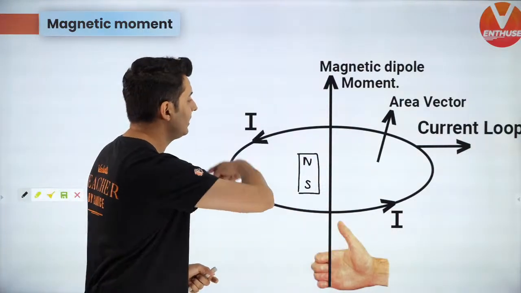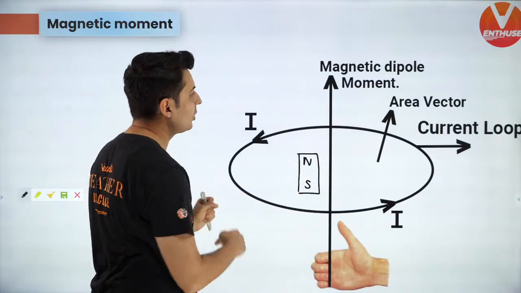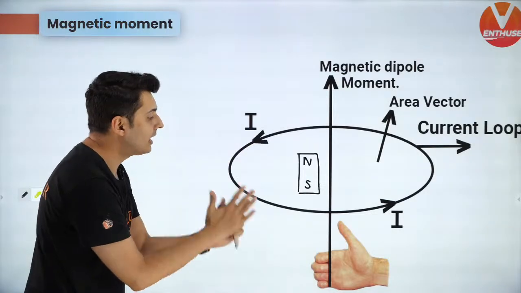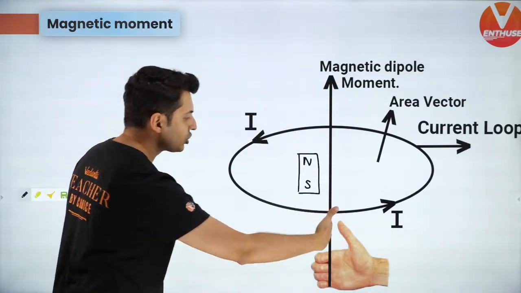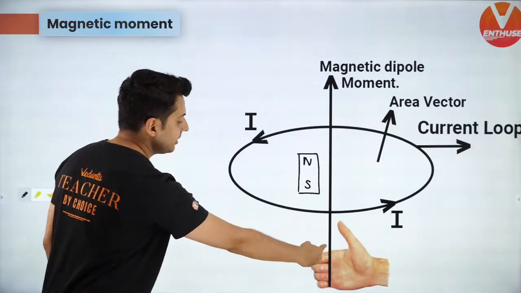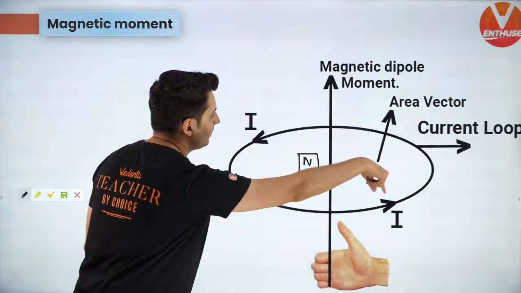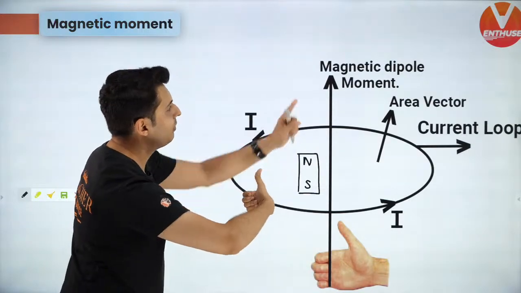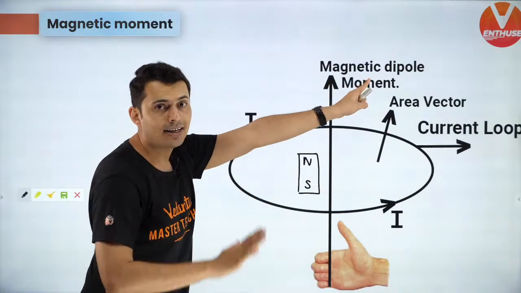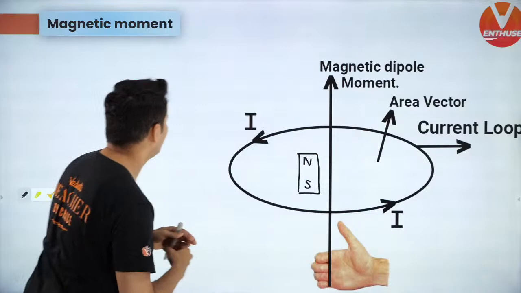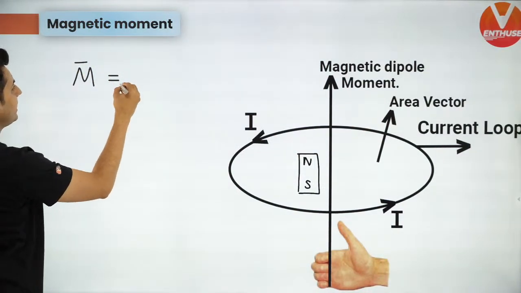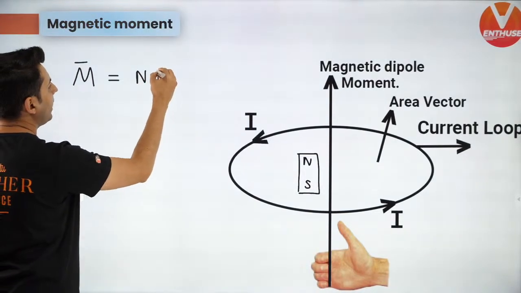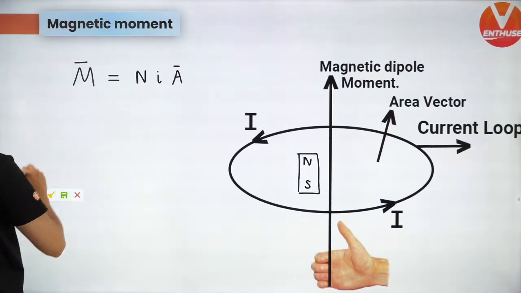So if you have a current and there is some area enclosed in it, the magnetic dipole moment is given a direction using your right hand. Curl your fingers in the direction of current. The thumb points in the direction of magnetic dipole moment. And what's the formula for it? M is the symbol, by the way, and the formula is NIA. That's it.